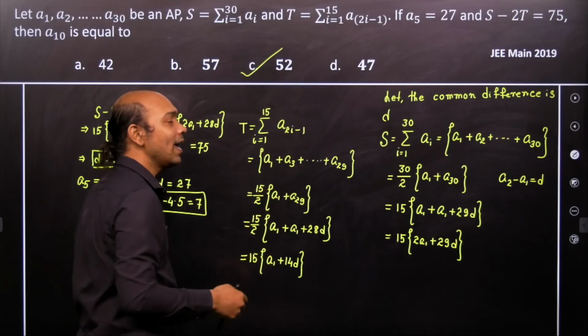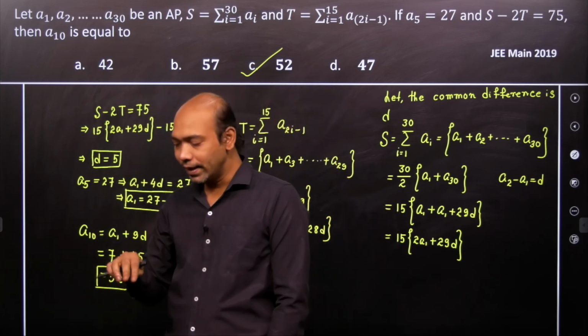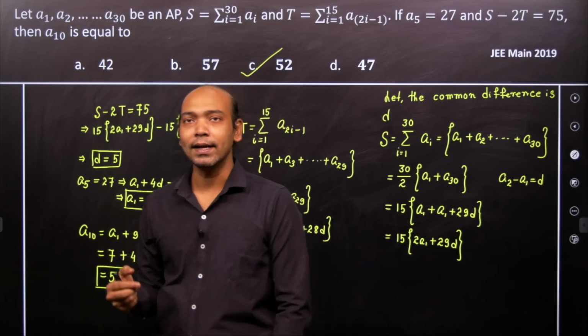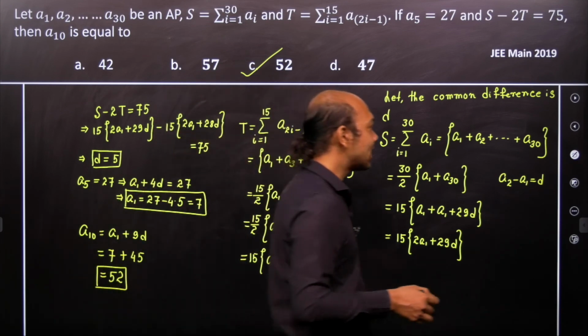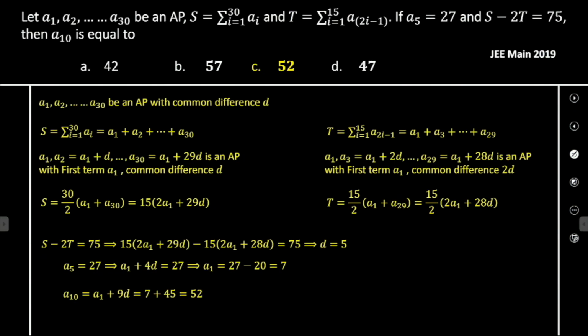It's just an application of the sum formula and the nth term formula at different times to get that answer. Okay, that's it. Let's have a look at the detailed solution. Hope you understood the problem. Thank you.